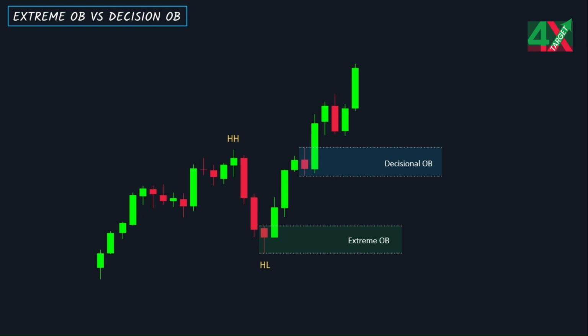A decision order block, on the other hand, forms somewhere in the middle of the impulsive move. While these can still work, they are generally considered lower probability compared to extreme order blocks, especially if price has already traveled a significant distance. Both types can be traded successfully, but extreme order blocks are preferred when precision and probability are the priority.